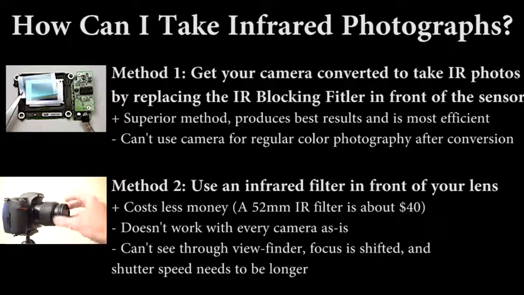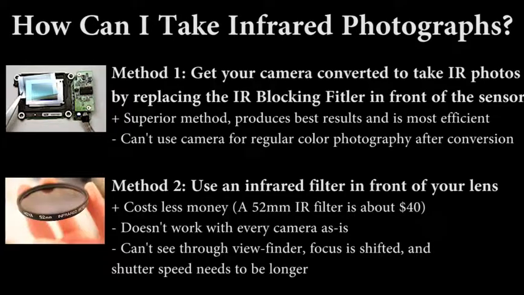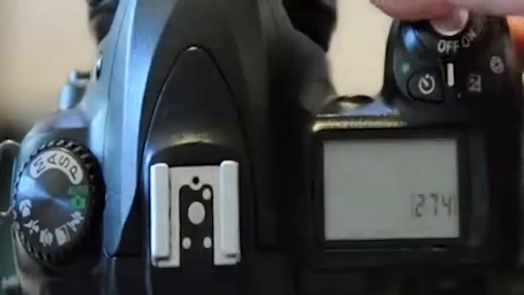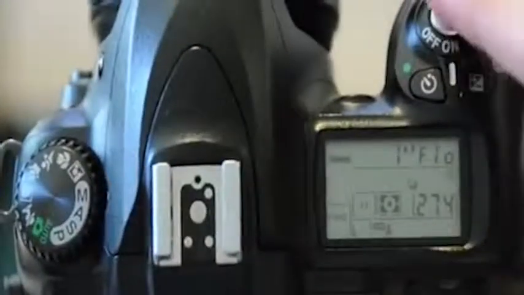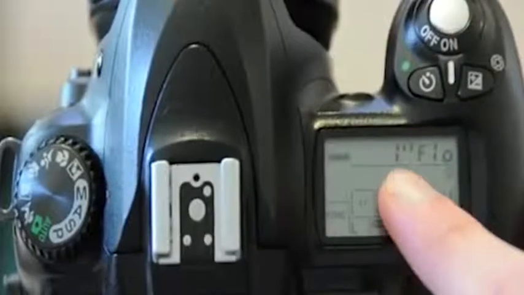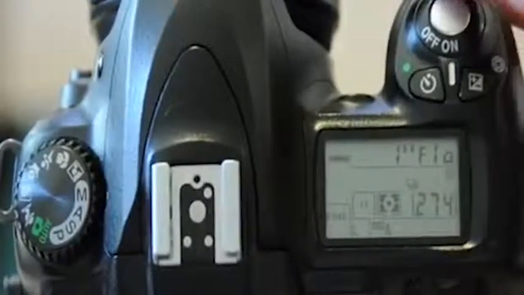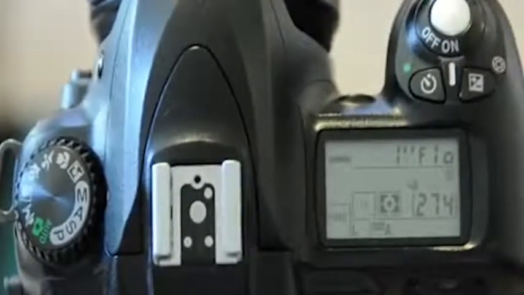So how can I find out how much infrared light it is blocking so I know whether I can do method 2 or not? Well, here's what you gotta do. Put your camera on a tripod, switch to manual mode, and then set the aperture to f10, the shutter speed to 1 second, and ISO 200.